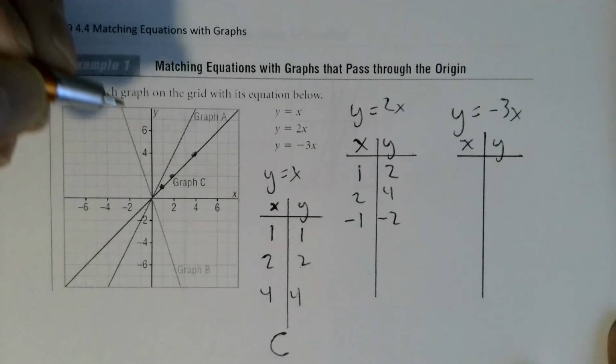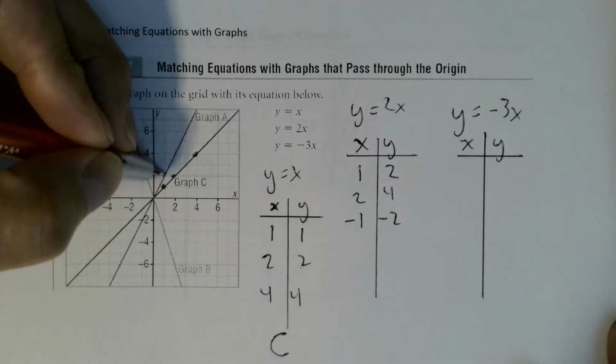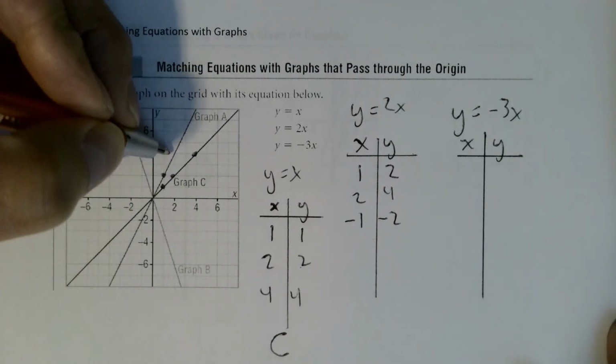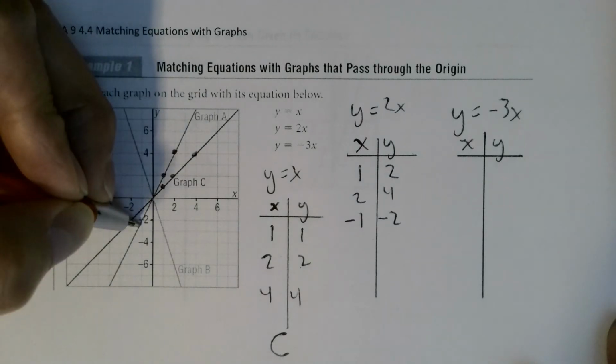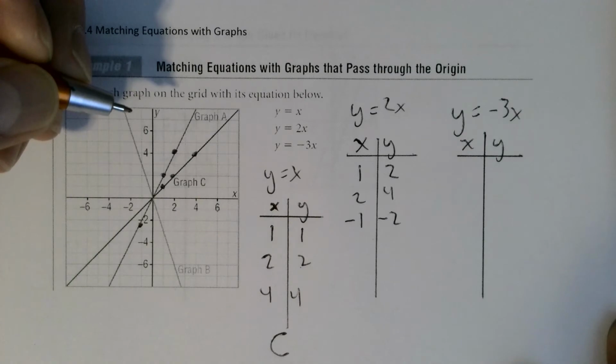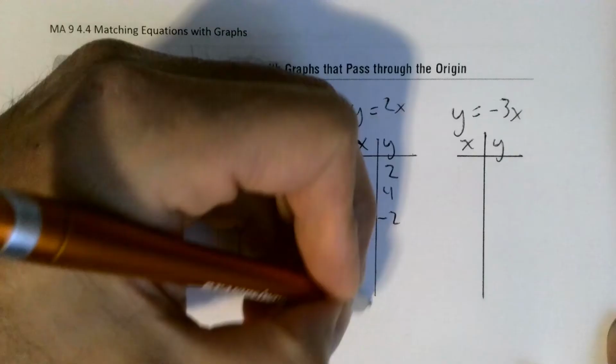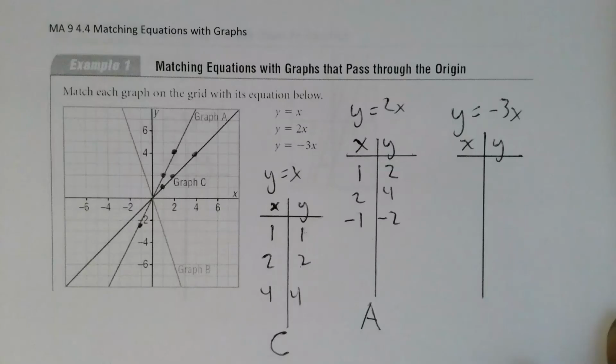Okay, so I've got 1, 2 is there. 2, 4 is there. And -1, -2 is there. And those are all on graph A. Okay, obviously the last one's going to be B, but let's just go through it.